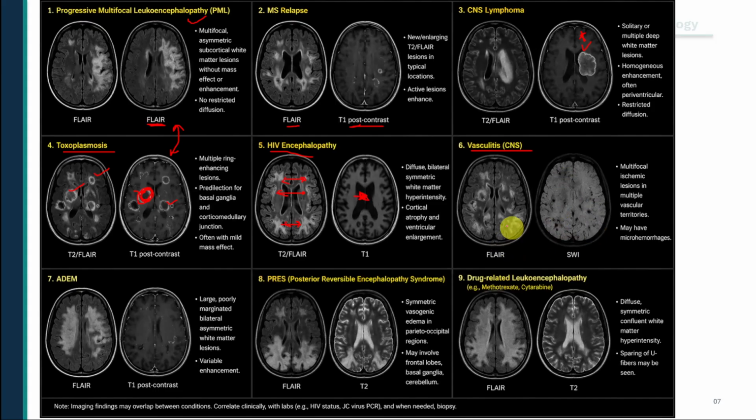MRI may show multifocal ischemic lesions in multiple vascular territories, sometimes of different ages, and there may be microhemorrhages on susceptibility imaging. The clue is territory-based injury, infarcts scattered across different vascular distributions. PML does not usually respect arterial territories.